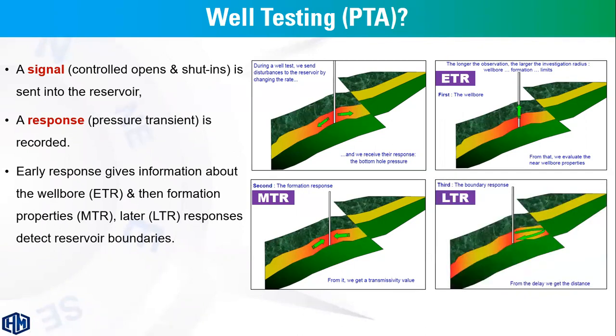And finally, we have the late time region. In this region, we have more information about reservoir boundaries, the distance to boundaries, type of boundaries, and the shape of our reservoir. And accordingly we will have information about the hydrocarbon pore volume in our study well.